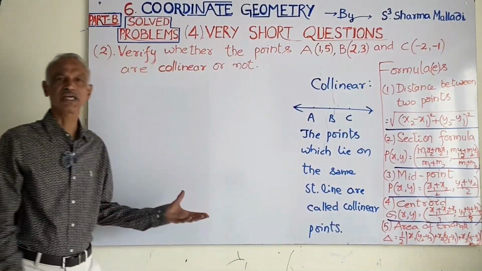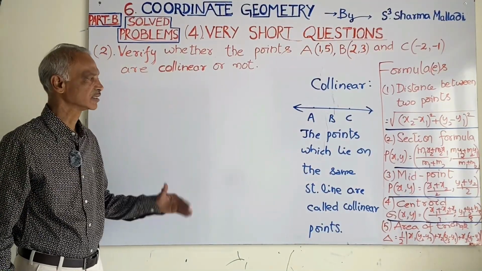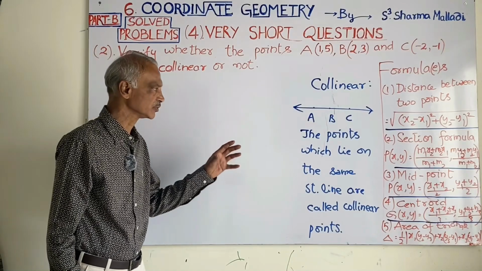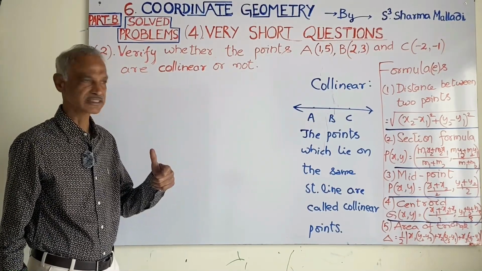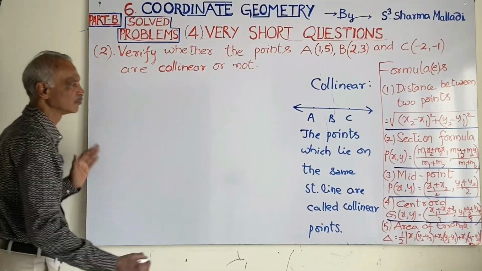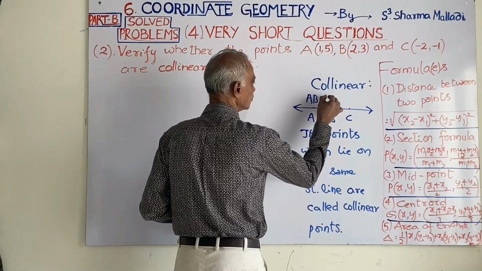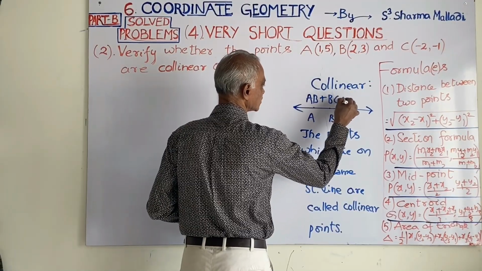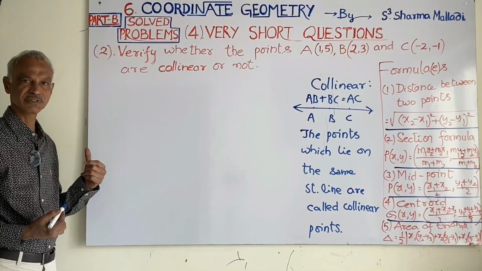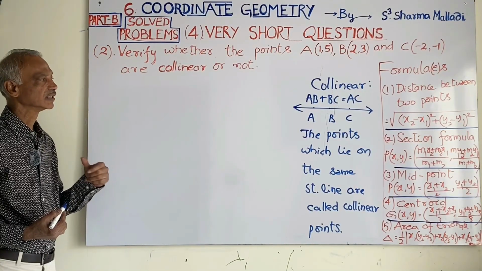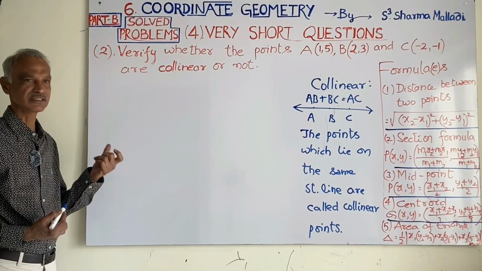The points which lie on the same straight line are called collinear points. For collinear points A, B, C, you can write AB plus BC is equal to AC. In this problem we have to show that the distance between A and B plus the distance between B and C must be equal to the distance between A and C.